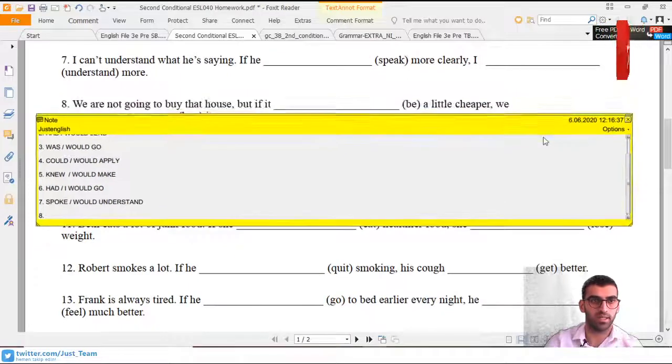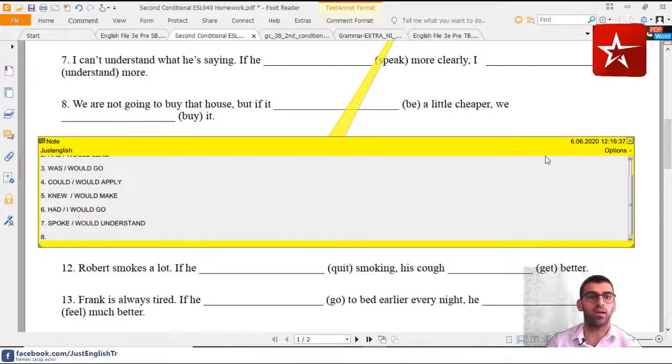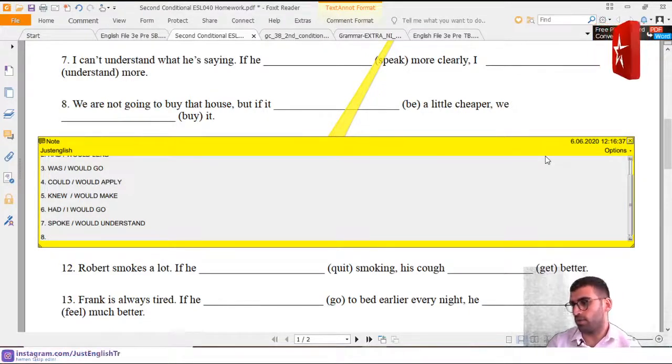And let's continue with number 8. We are not going to buy that house, but if it a little cheaper, we eat. So what do we have to write? Mr. Hakan came and he says had and would land. Okay, I think he answered another question above.